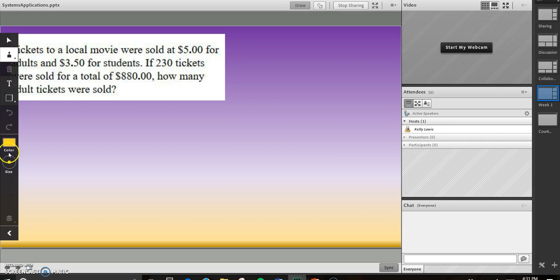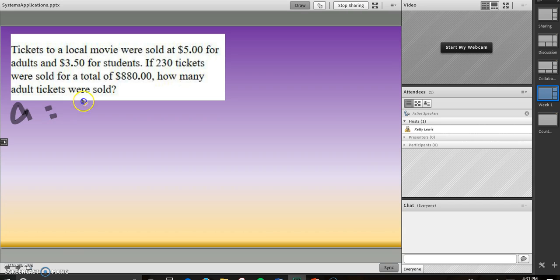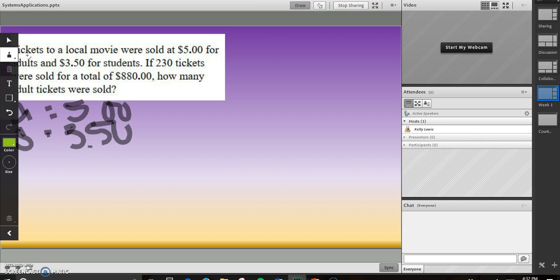All right, let's do this guy. Tickets at a local movie theater were sold at $5 for adults. All right, so A equals $5. Students is $3.50. If 230 tickets were sold, okay, so I want black.